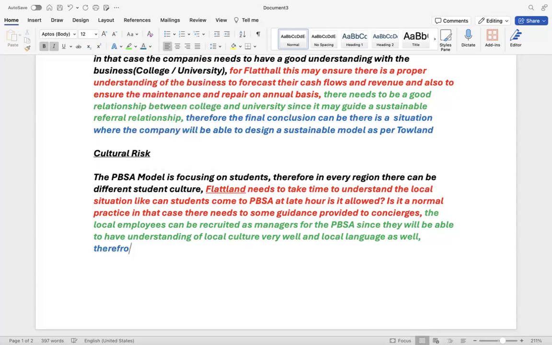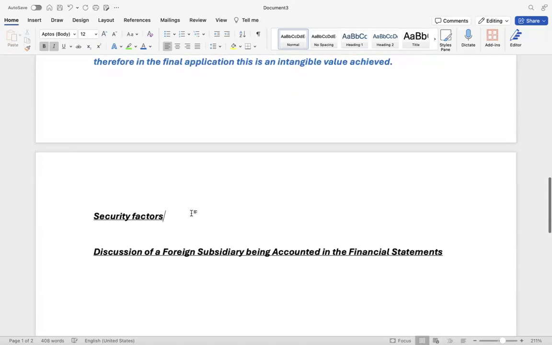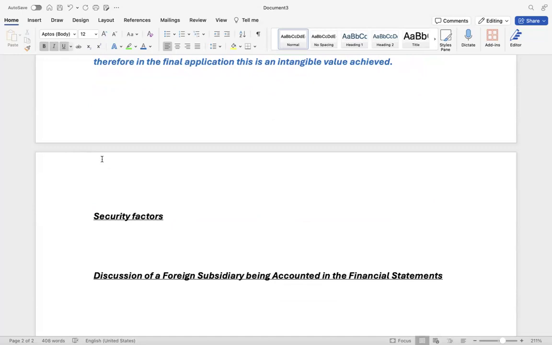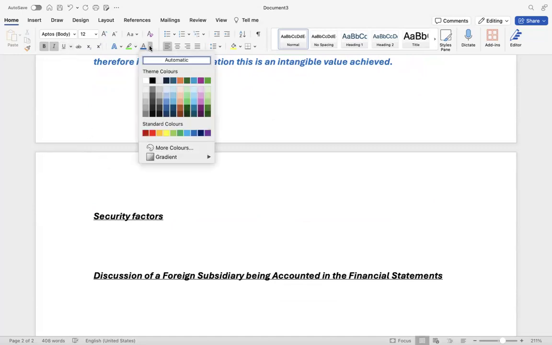Yes. Therefore, in the final application, this is an intangible value that can be achieved, like Coca-Cola, because Coca-Cola gets adapted to the local culture very, very faster. That can be achieved. Full stop. And then the security factors, because this is very, very critical.